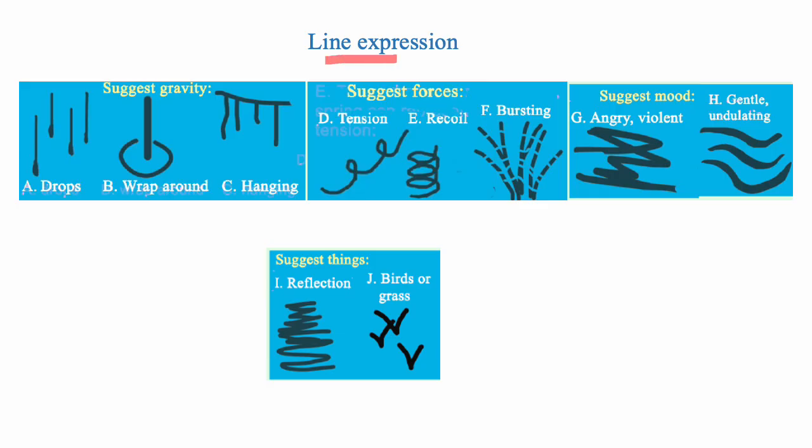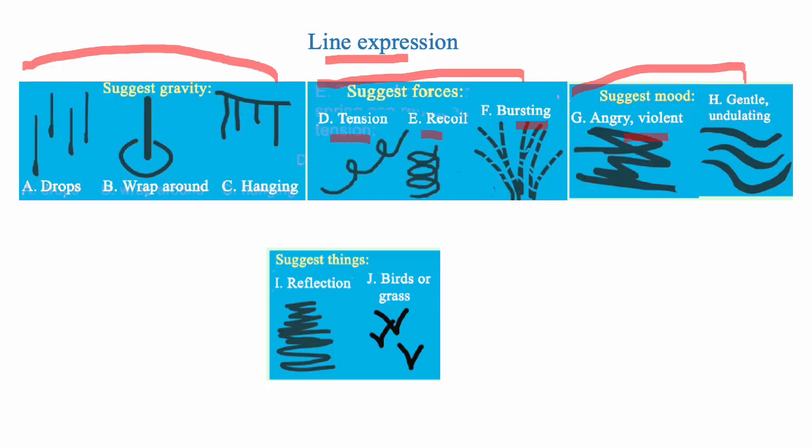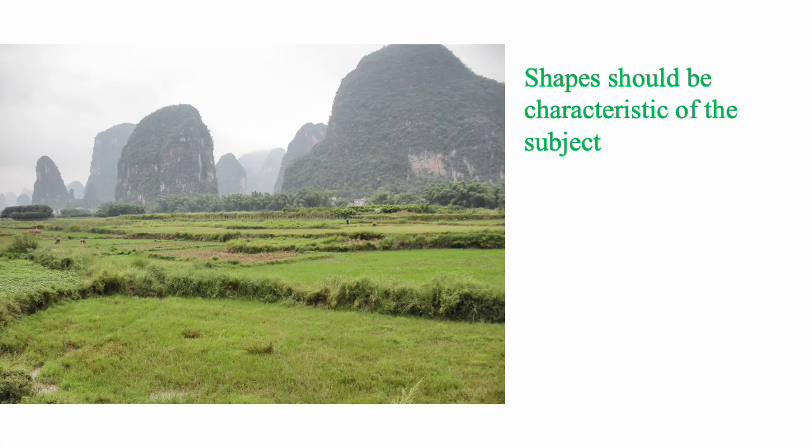Use line expression to simplify elements in your pictures. These could suggest gravity. These could suggest forces like tension, recoil, and bursting out. These suggest moods like angry and violent or gentle and undulating. And these suggest things like reflections or these V shapes that could either be birds in the air or grass on the ground. These shorthand symbols are often more powerful than an intricate drawing, and they simplify form and function without details. This shows the importance of line expression.